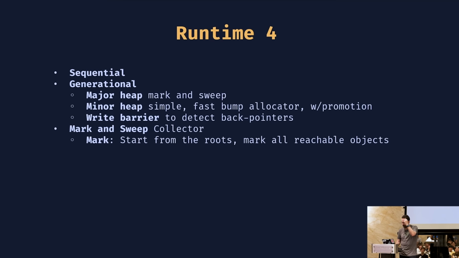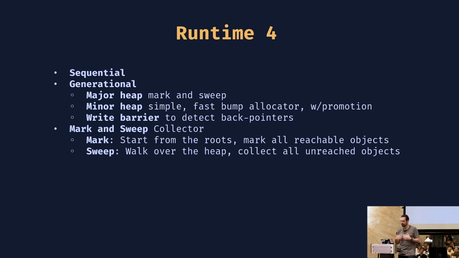So what is a mark and sweep collector? The marker basically is going to start from the roots. The roots are the things that you know are alive, like values on the stack or values that you have in registers. And then you're going to go through and mark everything that's reachable. You're going to walk the object graph to discover what you know for sure could still be accessed. And then everything else you know can be removed. And then you have a sweep phase where you can walk over the heap and collect all of the unreached objects.